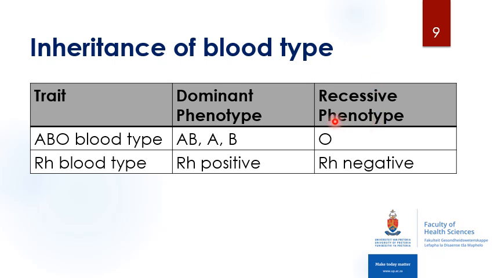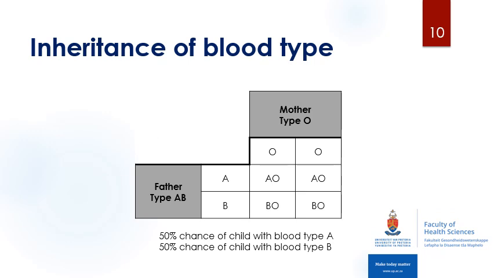However, even though O is a recessive phenotype, because it is so prevalent, it still happens to be the most common blood type. So even though it's recessive, it is still the most common blood type. So in this example, we can see the inheritance of blood types. This is how the inheritance of blood types will work.